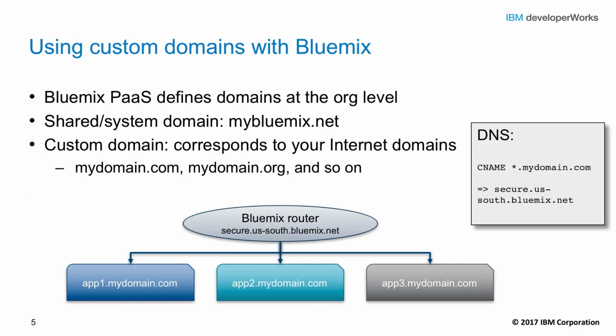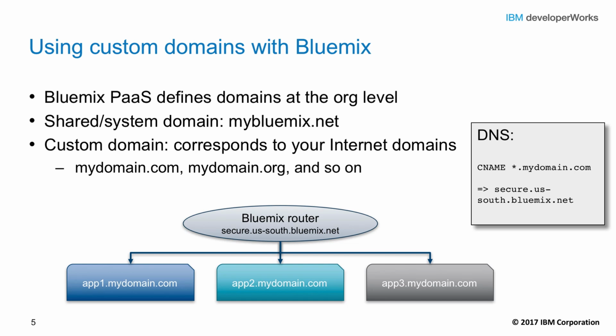For each organization using IBM Bluemix Platform as a Service environments for web and web-like application services, for example, Cloud Foundry applications or container groups in the IBM Bluemix Container Service, you can define application endpoints that use a shared domain, mybluemix.net, or a custom domain, like mydomain.com or mydomain.org. This is only supported for internet domains that you have registered with a public DNS.